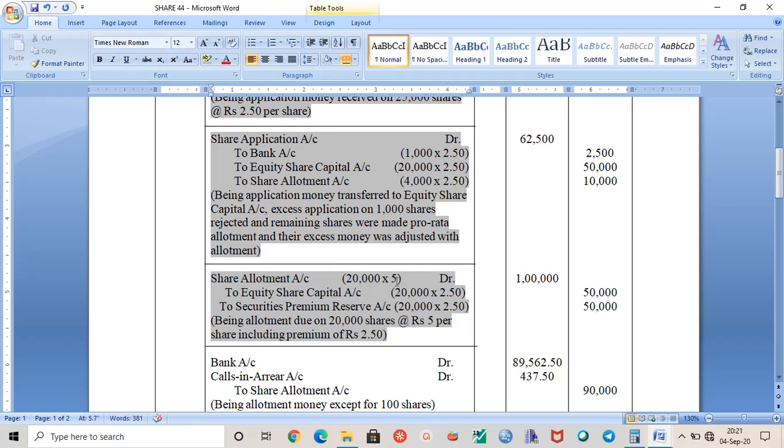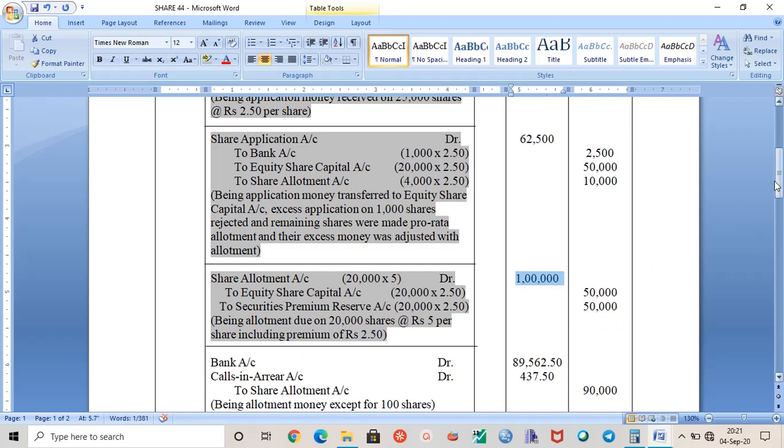Okay, this rupees 5 is for the allotment money, which involves rupees 2.50 for SPR, and the remaining is to be transferred to equity share capital account. So 20,000 into 5 will be your 1 lakh. So 20,000 into 2.50 for equity share capital, and SPR for 20,000 into 2.50 is 50,000. So this is your third entry.